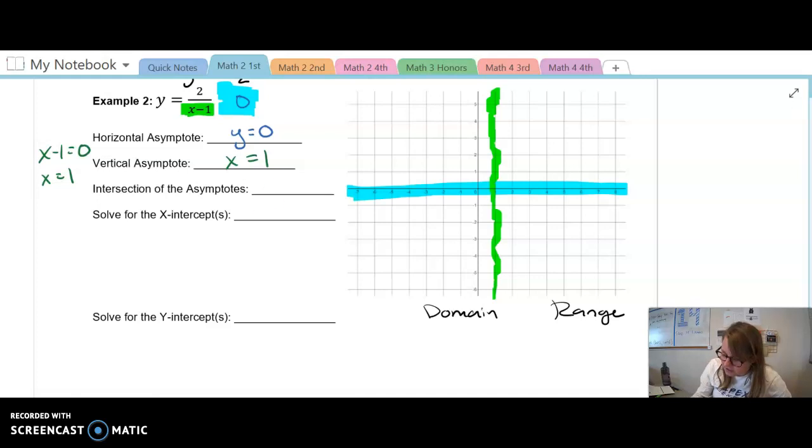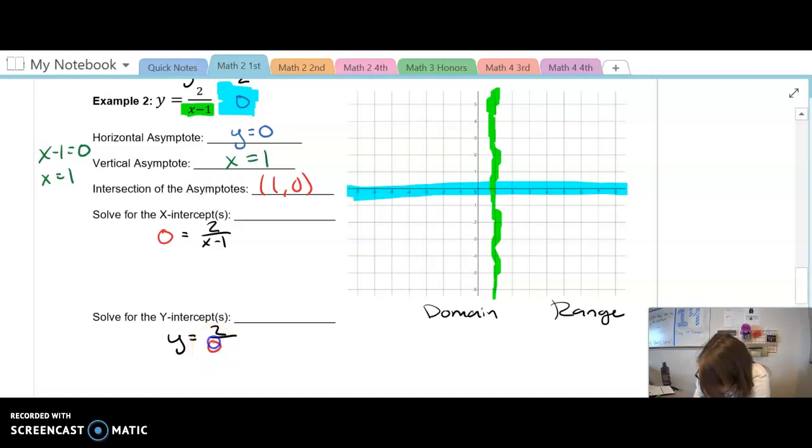We now know the intersection of asymptotes, which is 1, 0. How fun. So solve for the x-intercepts. This is going to be interesting. So let's go ahead and go. We now need to plug in 0 for y, so we have 0 equals 2 over x minus 1. And then for y-intercepts, let's go ahead and set up that equation. We have y equals 2 over 0 minus 1. So what I want you to do is pause the video right here and solve for those x and y-intercepts and graph them. Pause the video here and go ahead and do so.